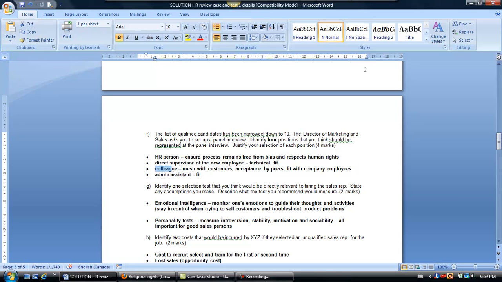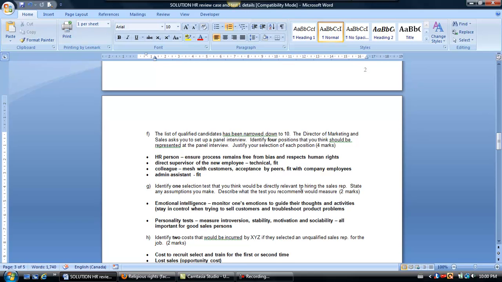You might want a colleague or a peer just to see how well they would fit with customers, how well the colleague, the other sales rep, thinks they would be accepted by their peers, and just overall fit with company employees. Again, you might want to have the administrative assistant, who is maybe more of an office assistant in the department, again, to help assess the fit, okay, with the organization and with the staff in the department.